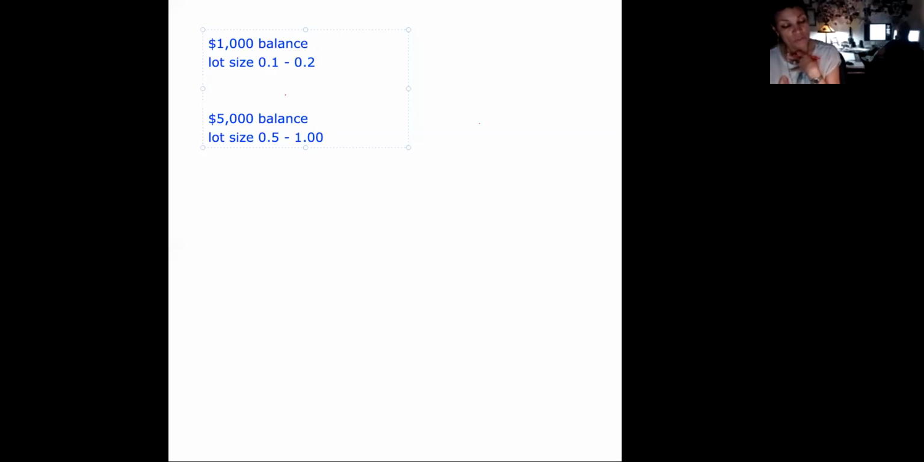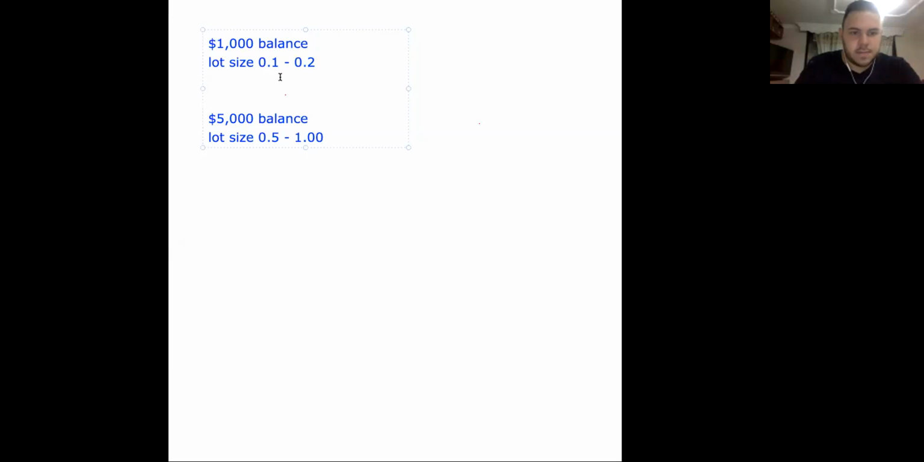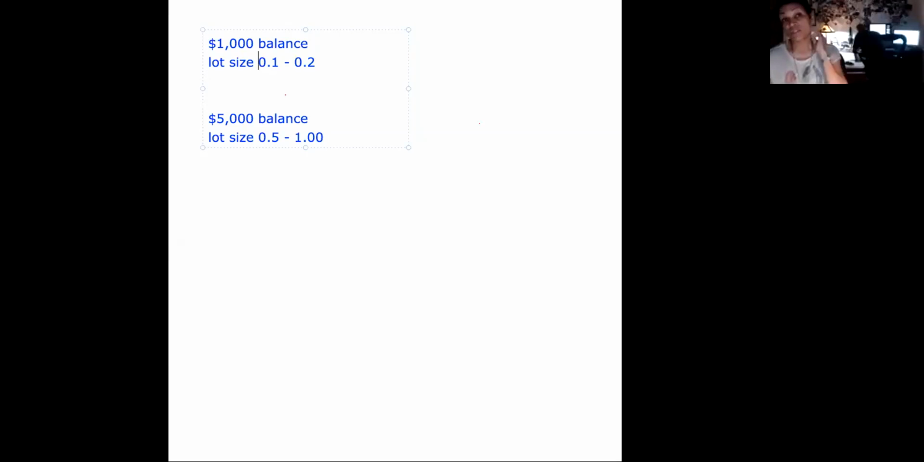You mentioned it earlier. I wrote the note down. You said with a $1,000 account, that's $1 a pip, and you said equals 0.1. Is the 0.1 the lot size? The lot size, yes, in the beginning. So it can go up to 0.2 as well. So that's the higher lot size, the 0.2. So it's either one or, okay.